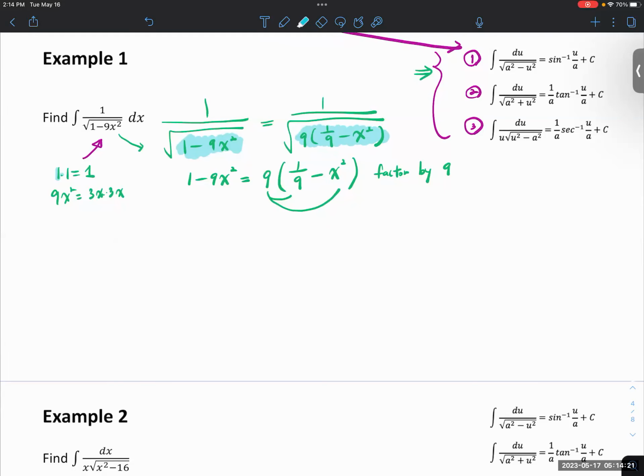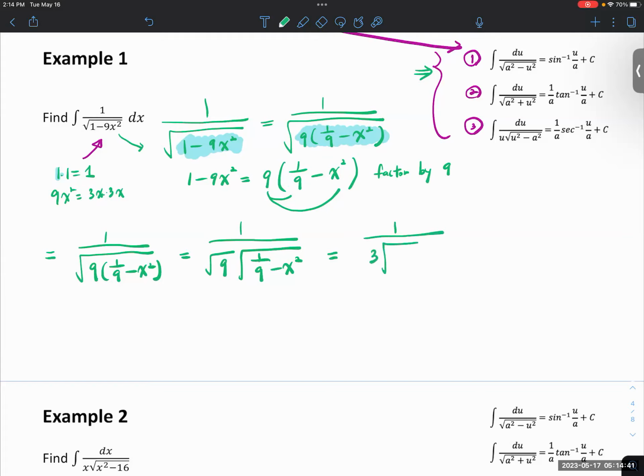So then, what do you guys think? We can simplify more and more. I'm going to bring the outcome we got: radical 9 times 1 minus 9x second. And then I can separate the radical: radical 9 times radical 1 over 9 minus x to the second. And radical 9, we know that it's going to be 3. And we have a radical 1 over 9 minus x to the second. Are you guys okay with that?